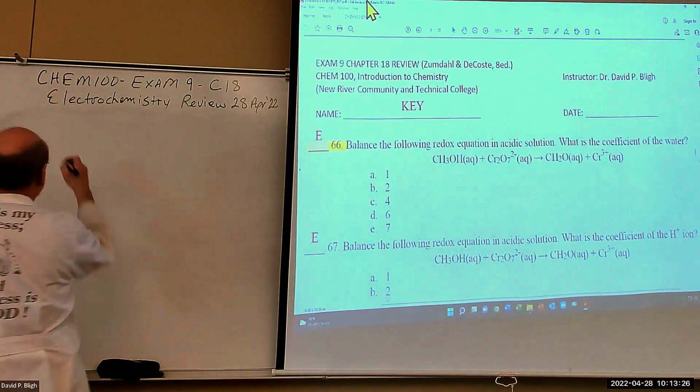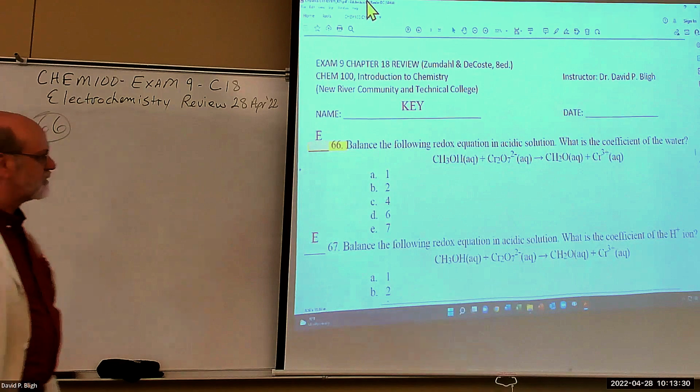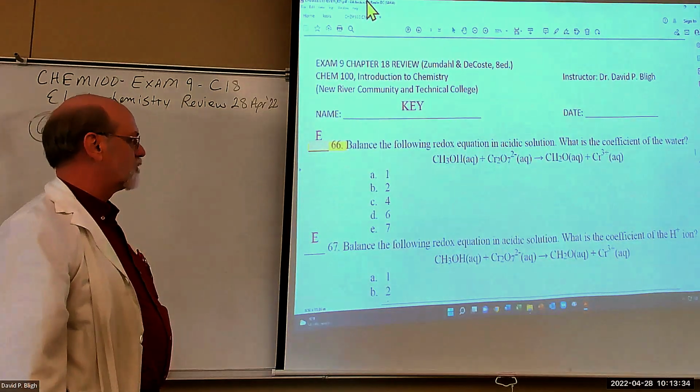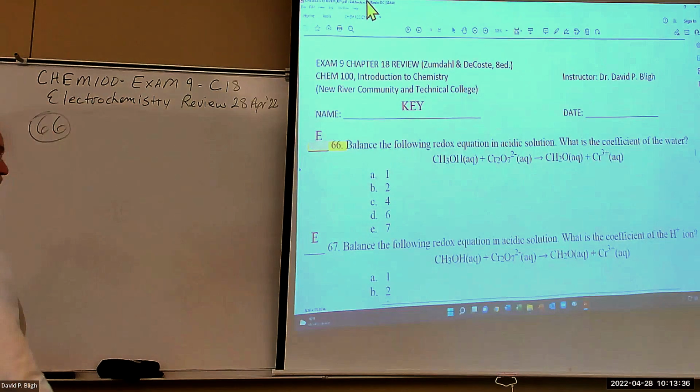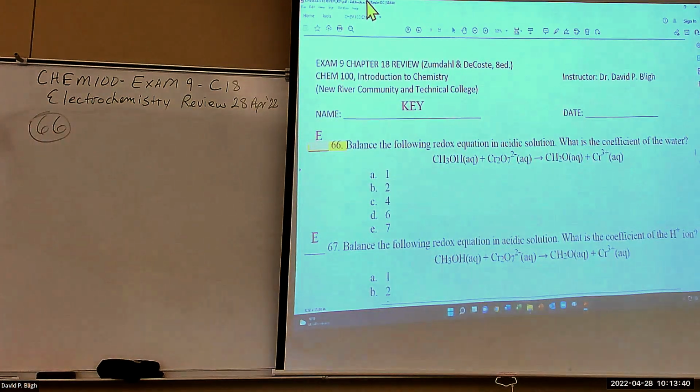Let's see. 66. Balance the following redox equation in acidic solution. What's the coefficient of water? Okay. Let me be sure we got enough time to do this. 66. Yeah, I think we do.